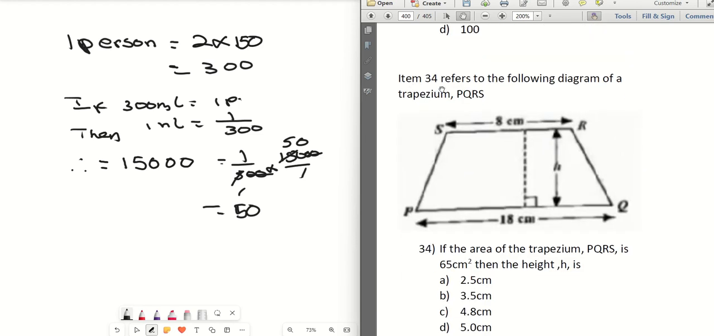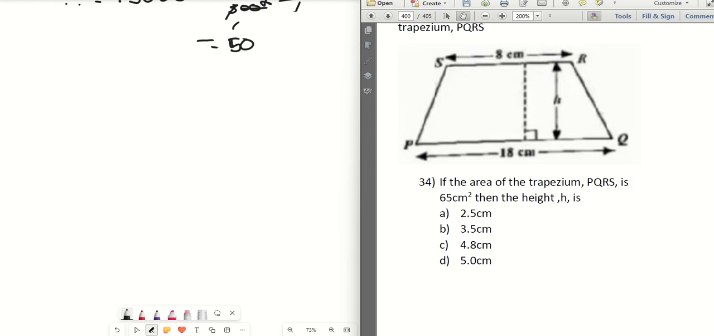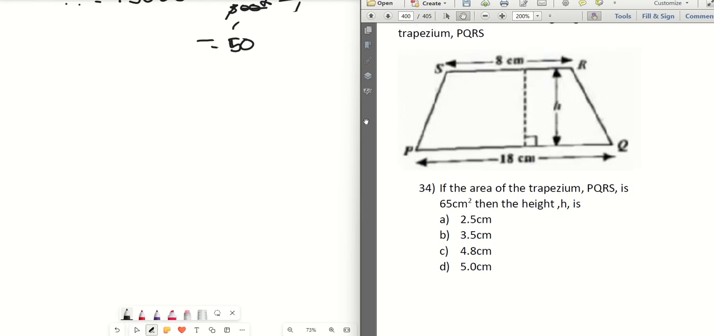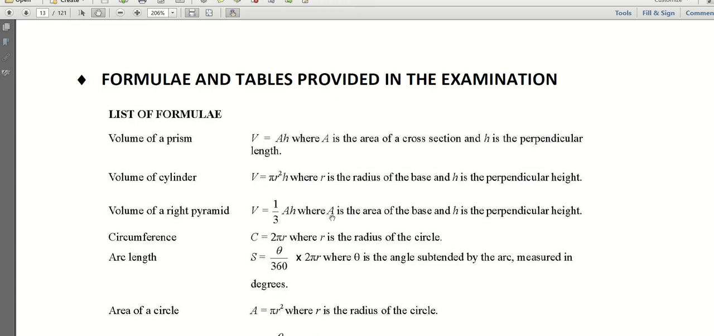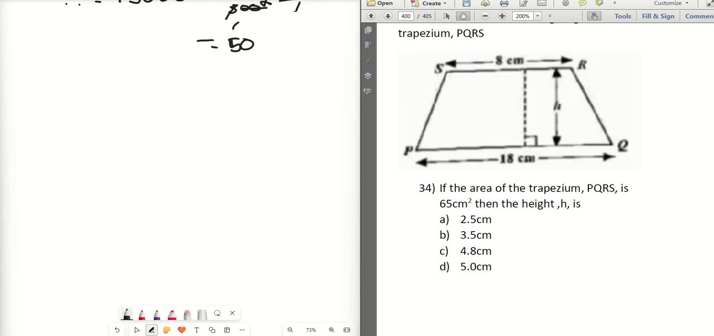This question, item 34, refers to the following diagram of a trapezium PQRS. If the area of trapezium PQRS is 65, then the height is, first off, if you don't know the area for a trapezium, it is on your formula sheet. This is the formula sheet that you do get. You see, area for a trapezium is a half (A plus B) by h, where A and B are the parallel sides. Let's see if they gave us that. Yes, they gave us the parallel sides, which are 8 and 18.